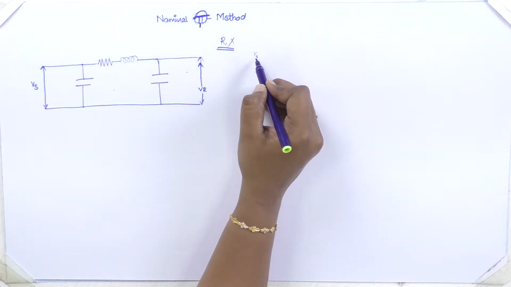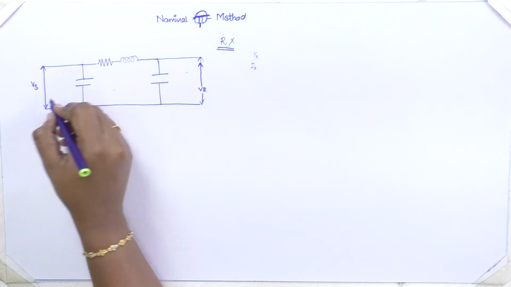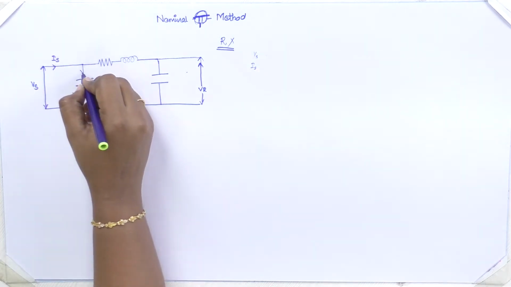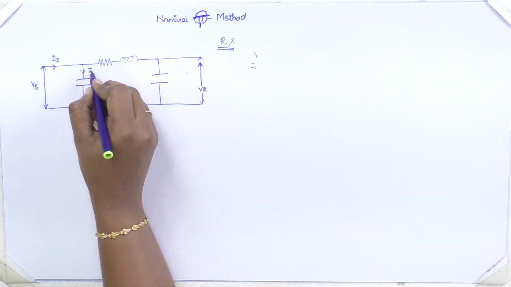So now we are going to calculate the same as in the previous topic: what is Vs and Is in terms of Vr and Ir. So Vs, Vr, so here the current will be Is. In the previous method, we denoted this current as IC.